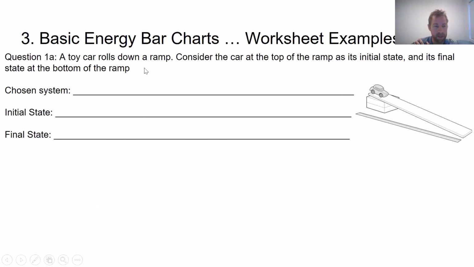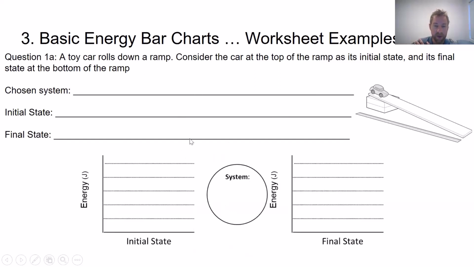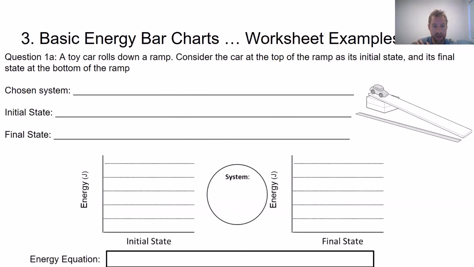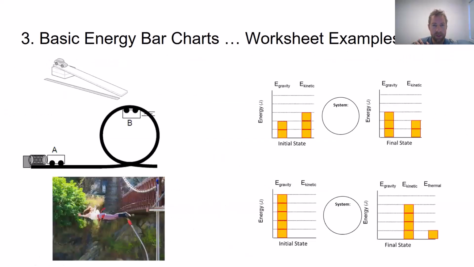So the worksheet examples are set out like this. This is just a copy and paste of the worksheet example. I force the kids to talk about the system, the initial state, the final state. Then they do their energy bar chart. Then there's room to write down their energy. And the questions are a cart going down a ramp. I think the second question is, okay, now consider this very same cart, but the final state is halfway down the ramp. So then they have to make a decision on how that is different from the first one.